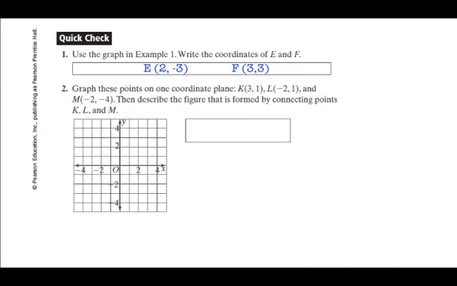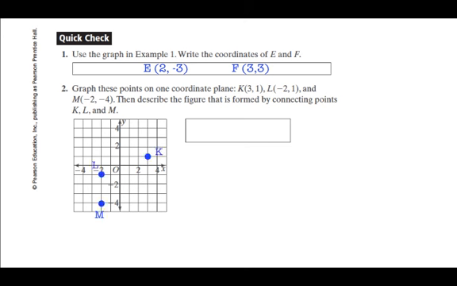Now pause the video and try quick check number 2. Graph these points on one coordinate plane. K is at 3, 1, L is at -2, 1, and M is -2, -4. Then describe the figure that is formed by connecting points K, L, and M. Once you've finished doing these problems, go ahead and start the video again.